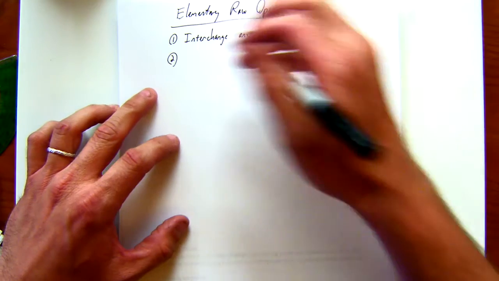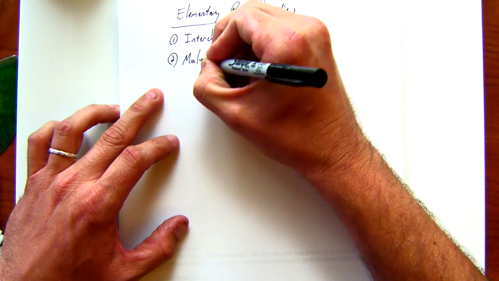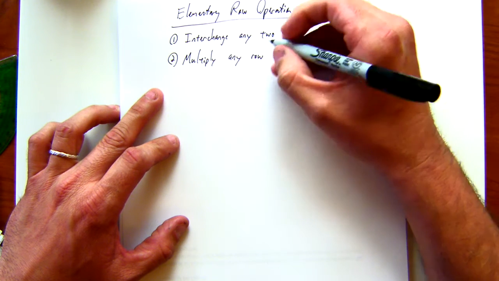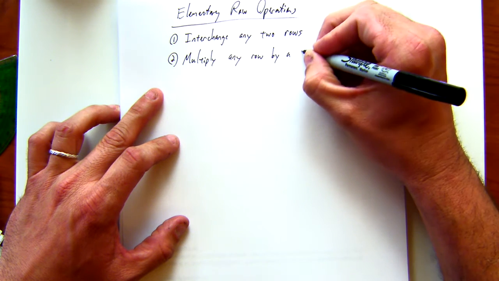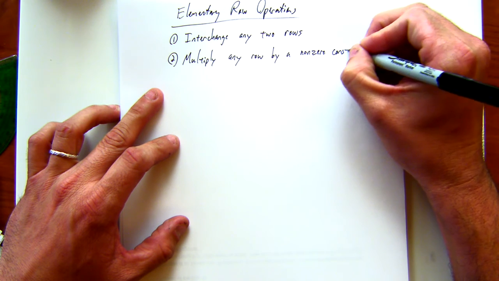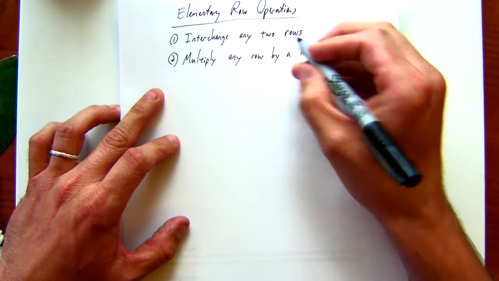The next thing we can do is multiply any row by a non-zero constant. Now that non-zero is kind of important, right? I can't just multiply a whole row by 0, because that doesn't really help me any. It makes it true, but it doesn't help me get to where I want to be.